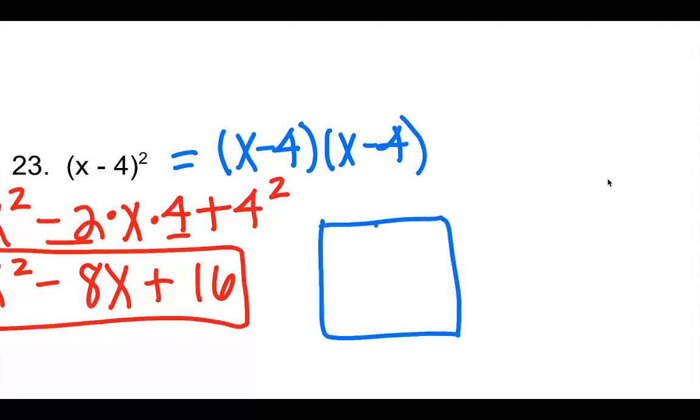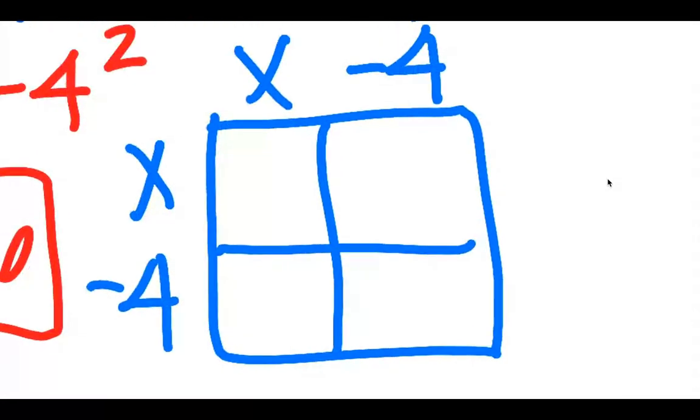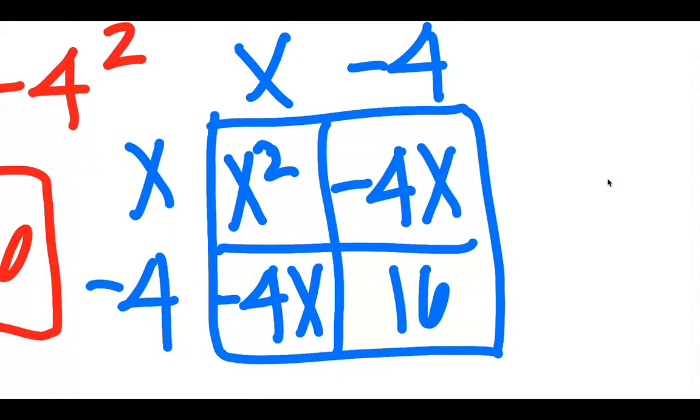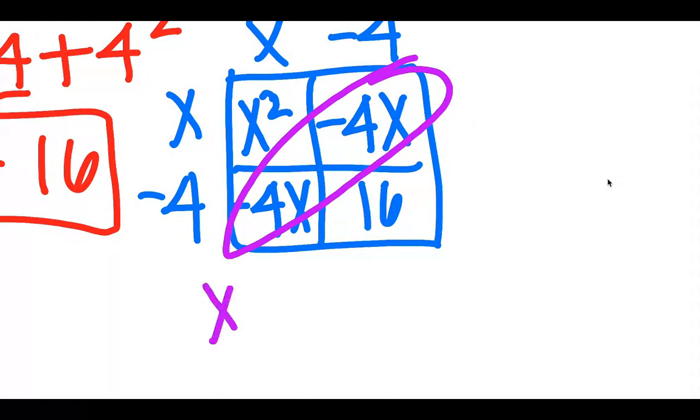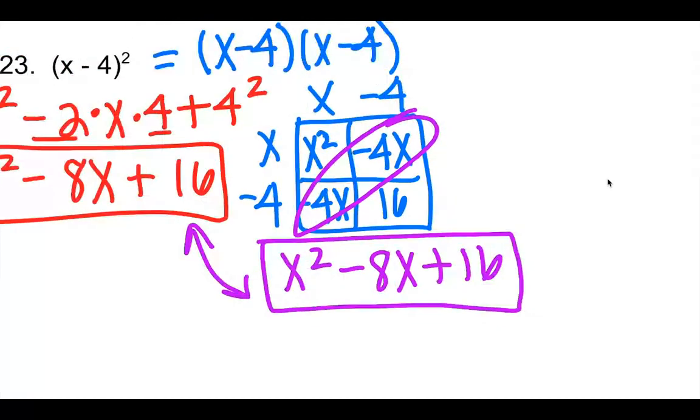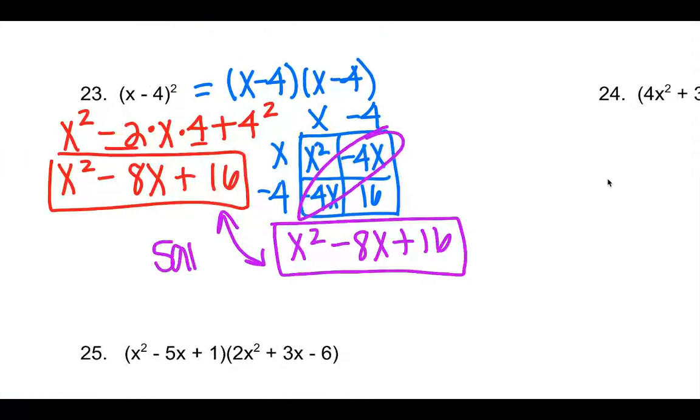So if you were to do a box method, we would have x negative 4, x negative 4, which is x squared, negative 4x, negative 4x, and 16. And again, when you go to combine these, we're going to end up with x squared, negative 4x plus negative 4x, same signs we add, so negative 8x plus the 16, which again is what we got here. So if you remember the little rule, you can do that, or you can do box or FOIL work as well.